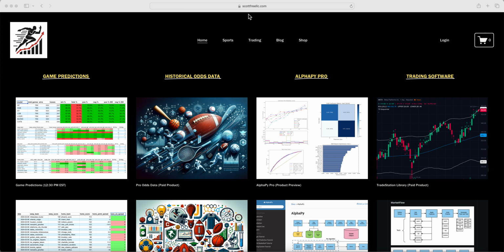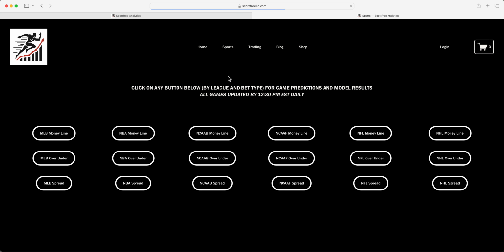So you're at the Scot Free homepage. First thing, of course, is click on game predictions. Okay, so here you'll see our 6 leagues, and you'll see the matrix here for each type of bet. So we have MLB, NBA, NCAA men's basketball and football, NFL, and NHL. So if we were to look at one model that's been pretty successful lately, let's go to NBA over under.